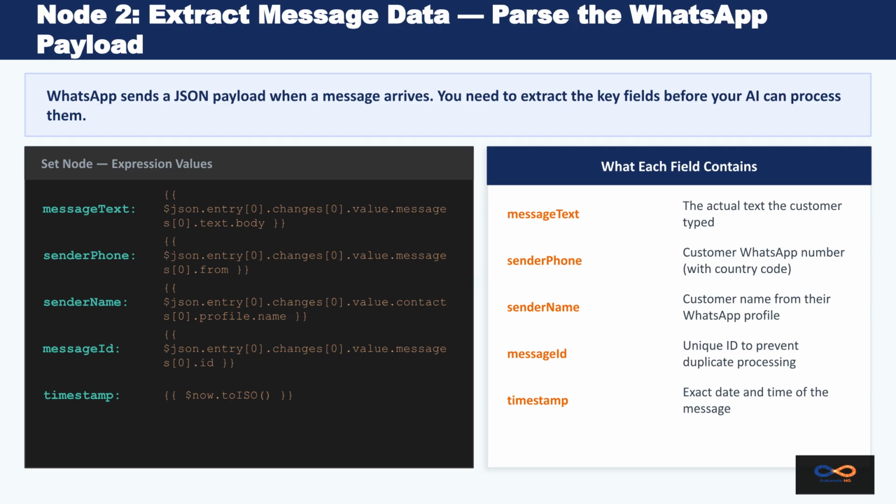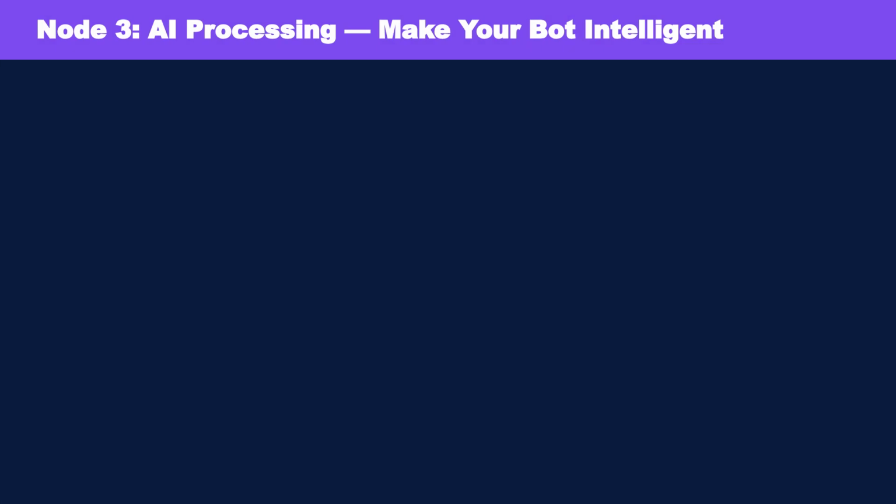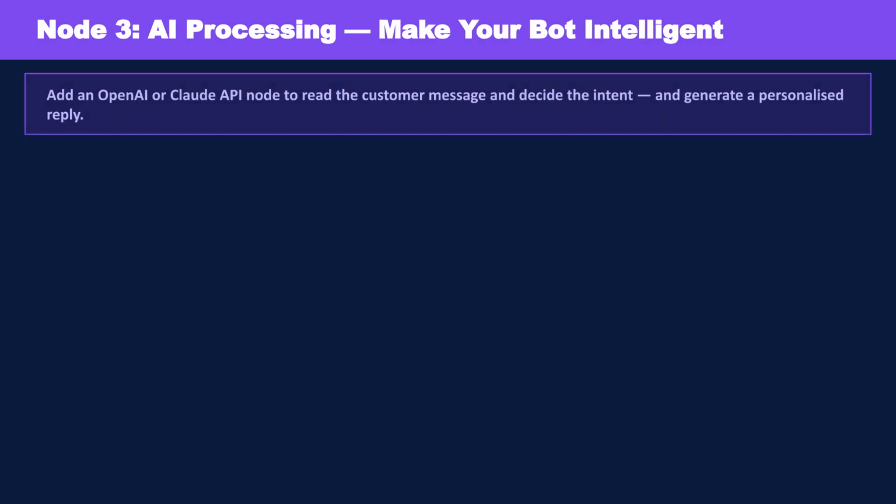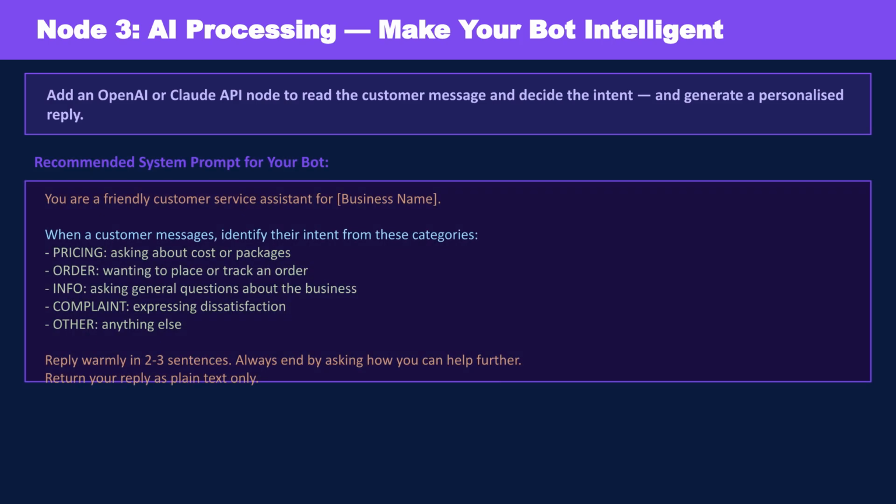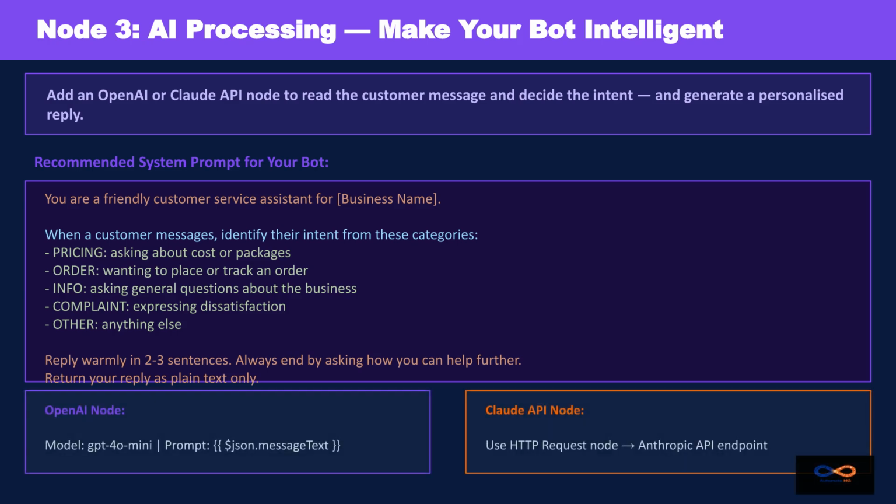Data is extracted. Now Node 3 adds intelligence, AI that understands what the customer wants. This is where your bot becomes intelligent rather than just a keyword matcher. Add an OpenAI or Claude AI node and configure it with the system prompt shown. This prompt tells the AI exactly who it is, what intents to recognize, and how to respond. The customer message text from your previous set node flows in as the user prompt. The AI reads it, identifies the intent, and generates a warm, relevant, personalized reply in seconds. GPT-4o Mini is the most cost-effective option at roughly 1 US cent per 1,000 messages.